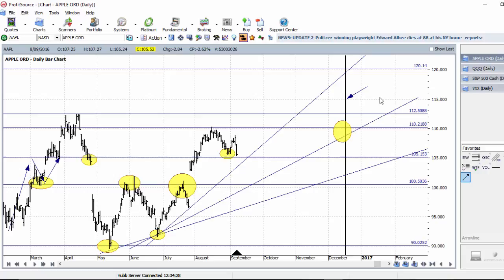So that's how I like to start to look at my charts, and the reason I don't use a much more scientific approach is because you don't really know where the stock's going to be. It's a forecast, it's a projection. No one knows what's going to happen tomorrow.